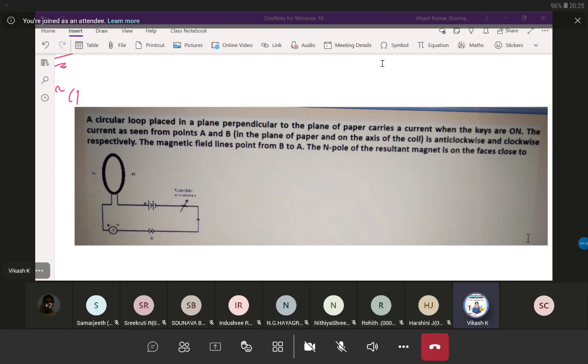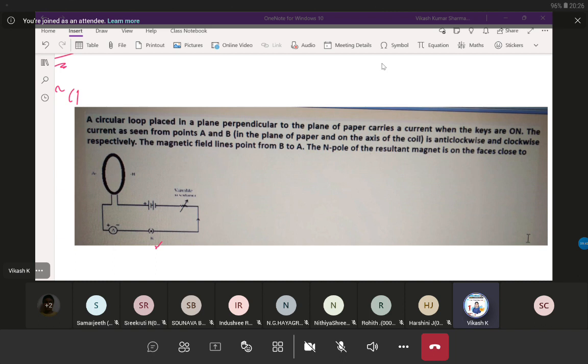A circular loop is placed in a plane perpendicular to the plane of the paper. Plane of the paper means the normal surface, the XY plane. There is a current when the key is on. Where is the key? Here, in the below key is given. The current is seen from point A to B. Where is point A? Where is point B?